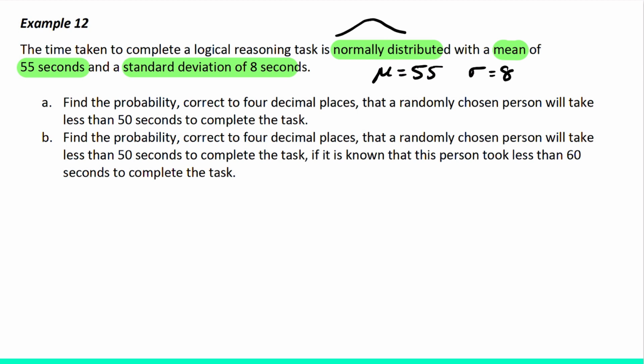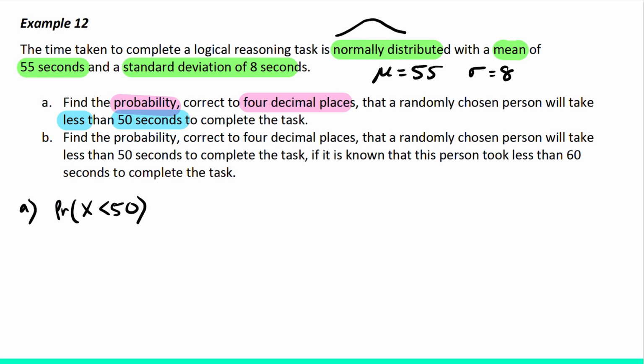All right, part A says, find the probability correct to 4 decimal places that a randomly chosen person will take less than 50 seconds to complete the task. A couple of important things. They want us to find the probability and it's 4 decimal places. Please keep that in mind. The key task that they need us to do is less than 50. So for part A, we're finding the probability that we are less than 50 seconds. There's not really much to it other than typing that straight into the calculator.